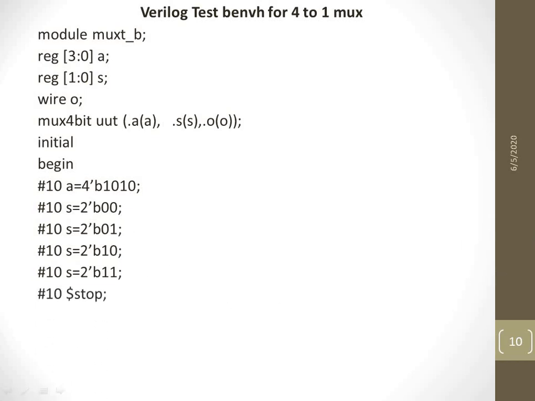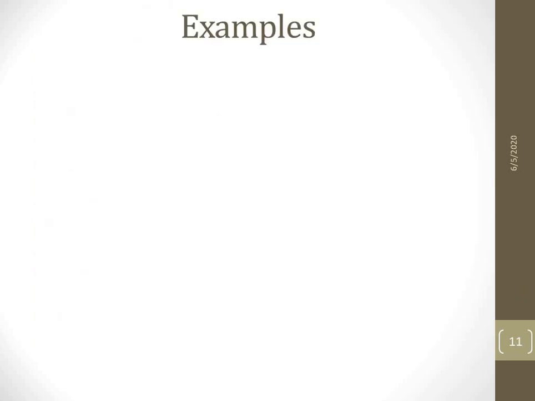And $stop is to stop my simulation steps, then end the module. So this is how we are generating the stimulus, but not keeping on changing all the time. We are just trying to limit our stimulus so that our code will not be elaborate or complex or something which we cannot trace. Next, we'll look into the other example.